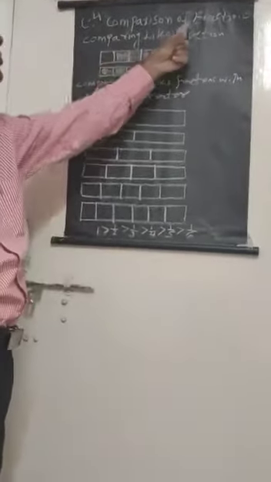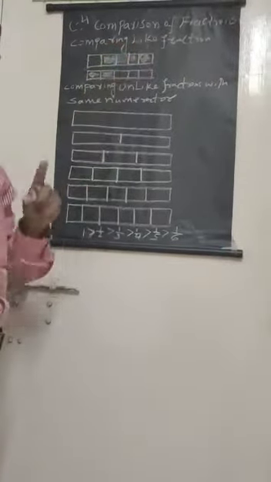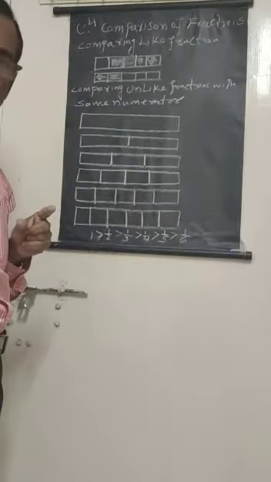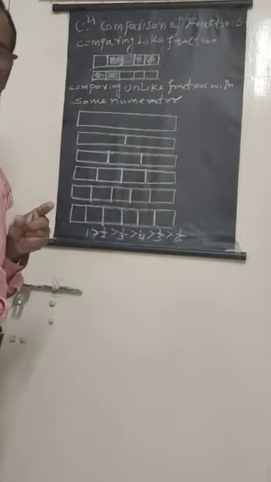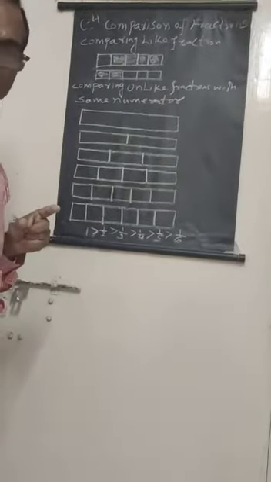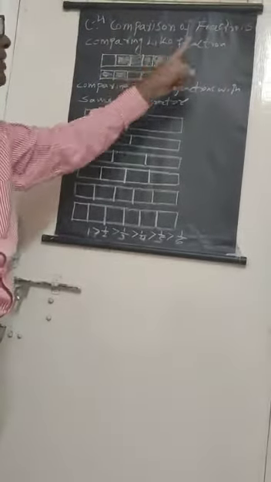So, comparison of fractions. First is comparing like fractions. Now you have an idea of like fractions. Like fractions means the denominators should be the same. Already you have done the homework, I think. So, comparing like fractions.